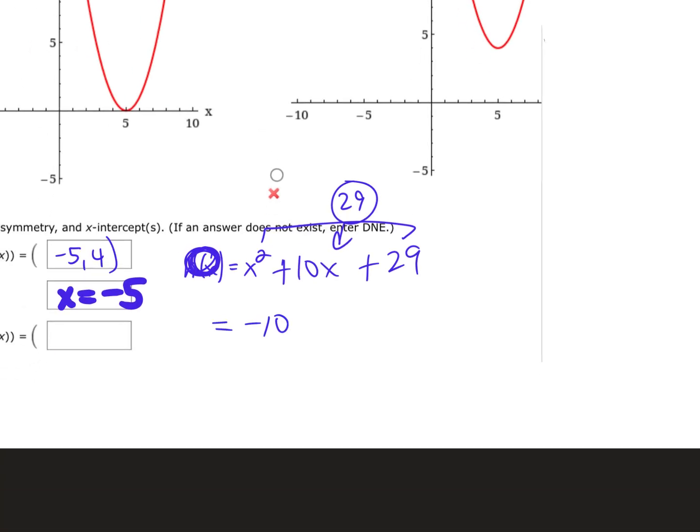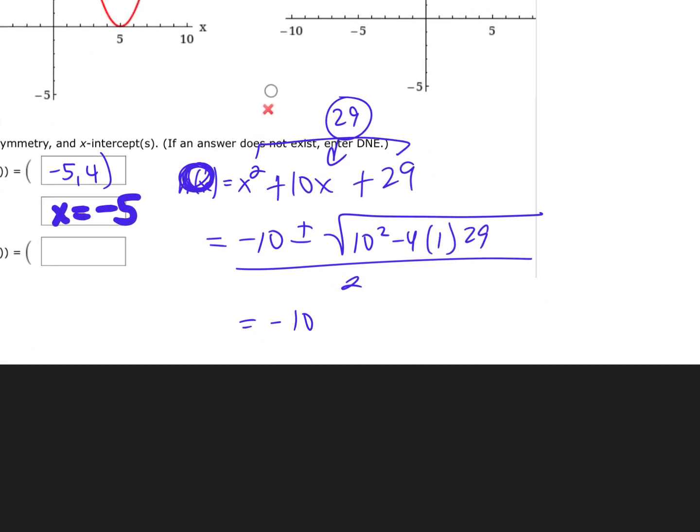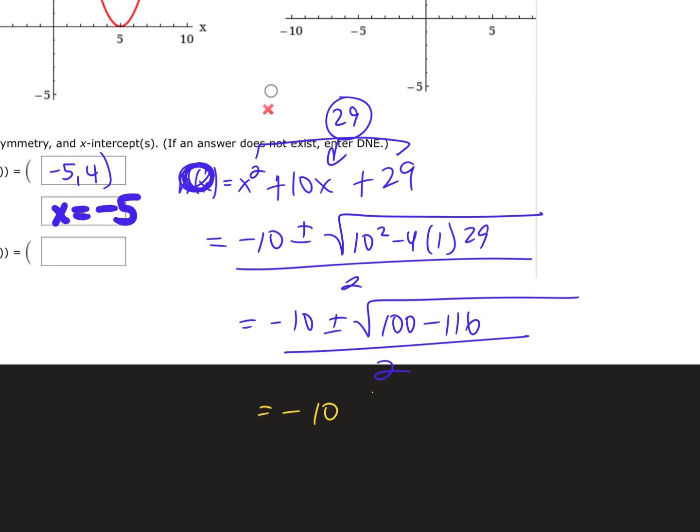I have negative b plus or minus the square root of b squared minus 4 times a is 1 times c is 29 all over 2 times 1. You guys with me? Okay. Negative 10 plus minus the square root of 100. What's 29 times 4? What's 30 times 4? 120. So what's 29 times 4? 116. Okay. So I have negative 10 plus or minus the square root of negative 16 over 2.